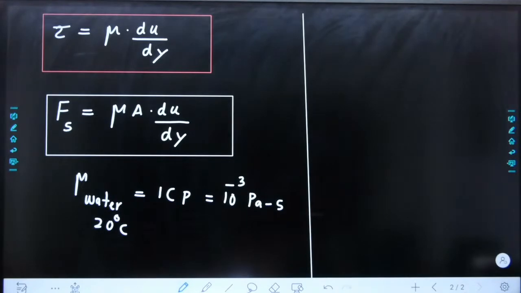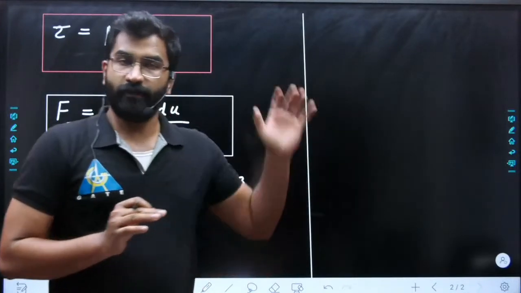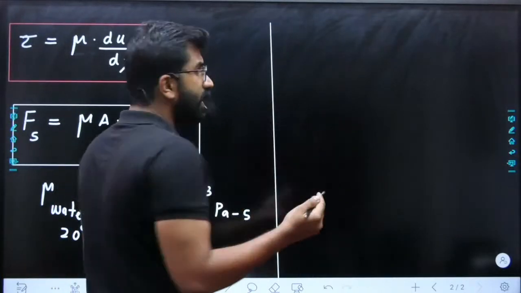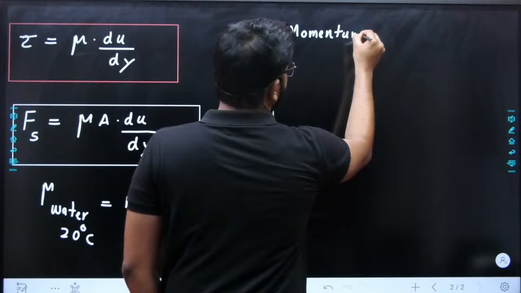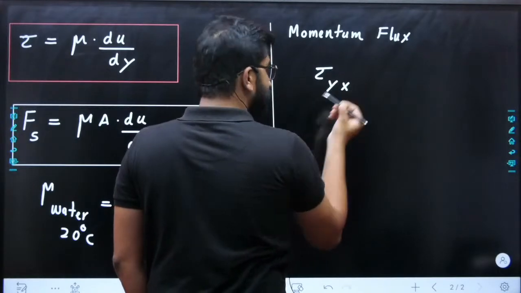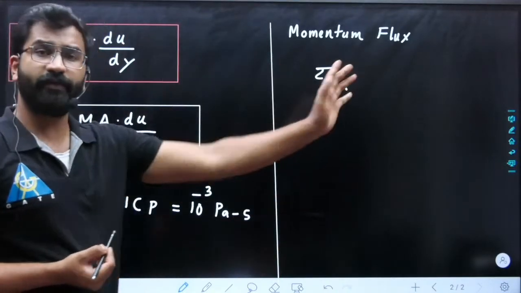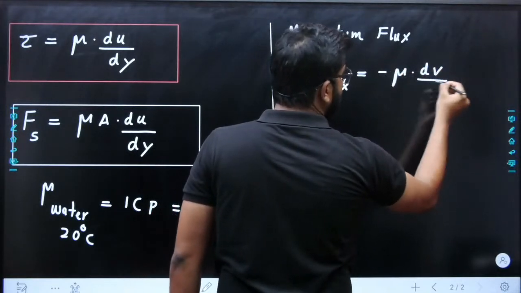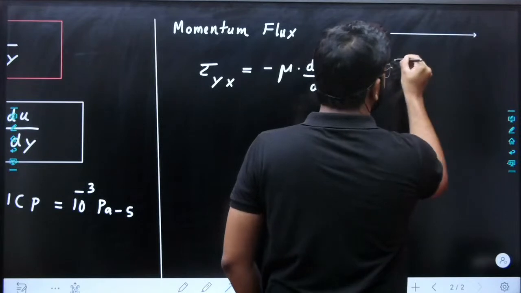Now, shear stress is done. Whenever we discuss shear stress, you should remember the transport properties. Whenever we write transport property, we will write momentum flux. So what is the difference between momentum flux and shear stress? Momentum flux, we write as tau yx, where momentum is transferred in the y direction, or we can say minus y direction, when we have a flow in the x direction. So tau yx we can write as minus mu into dv by dy. If you want to understand momentum flux, this is the meaning.